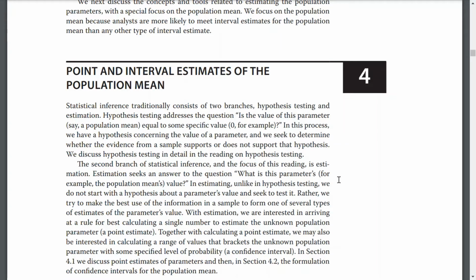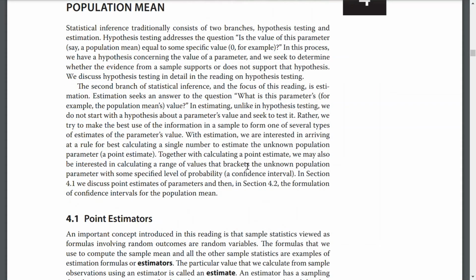The second branch of statistical inference, and the focus of this reading, is estimation. Estimation seeks to answer the question, what is the parameter? For example, the population mean's value. In estimating, unlike in hypothesis testing, we do not start with a hypothesis about a parameter's value and seek to test it. Rather, we try to make the best use of the information in a sample to form one of several types of estimates of the parameter's value.